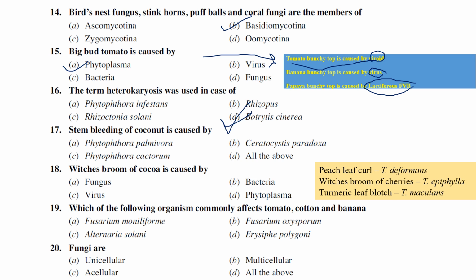Next one: coconut stem bleeding is caused by Phytophthora parvivora, Ceratocystis paradoxa, Phytophthora cactorum, or all the above. Coconut stem bleeding is caused by Ceratocystis paradoxa. Witch's broom of cocoa is caused by, generally all witch's brooms are caused by fungi only.